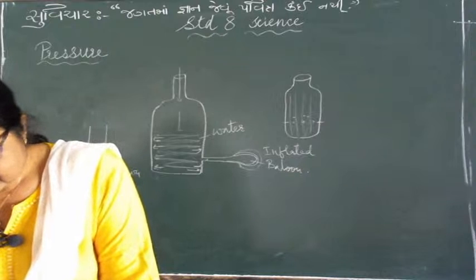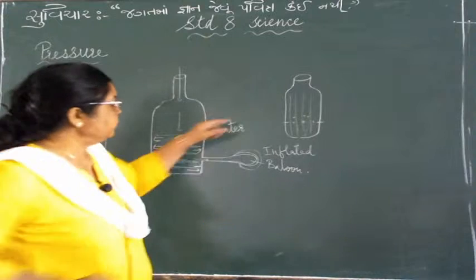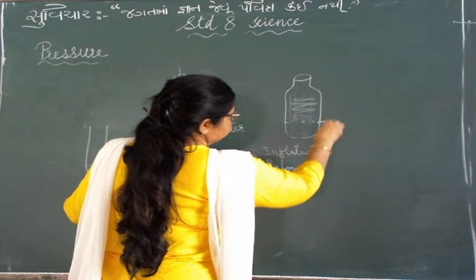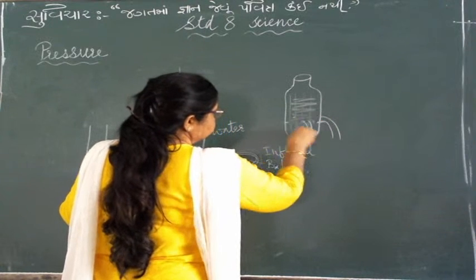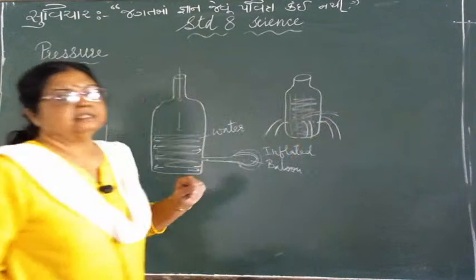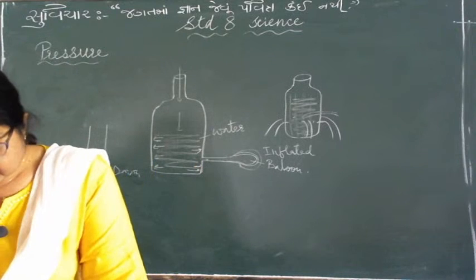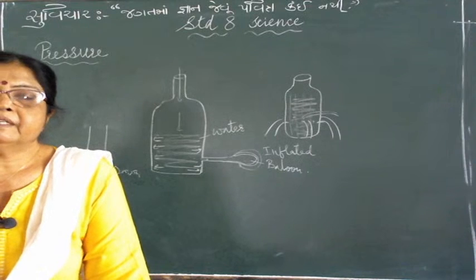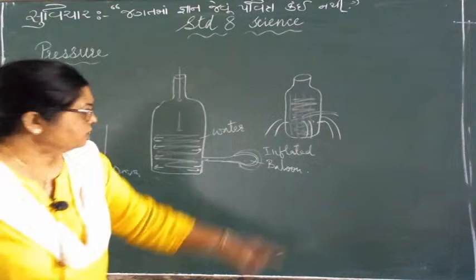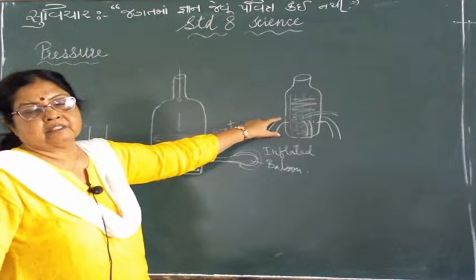Then you can see that when you fill water in it, water will come out from all the sides, showing that all the holes are having pressure, and that shows that liquid exerts equal pressure in all the directions at the same depth. So same depth, all the holes get same pressure.